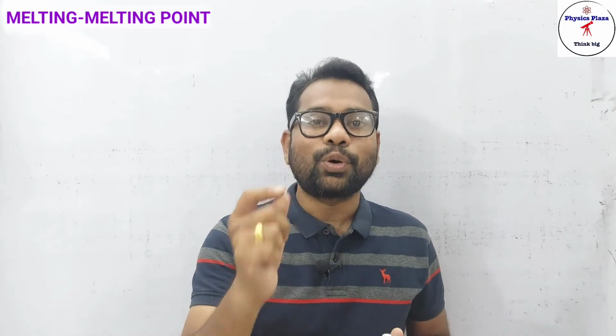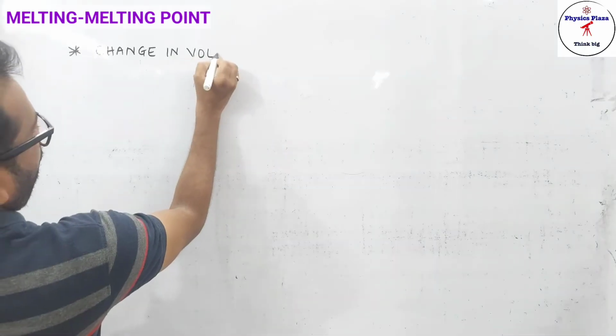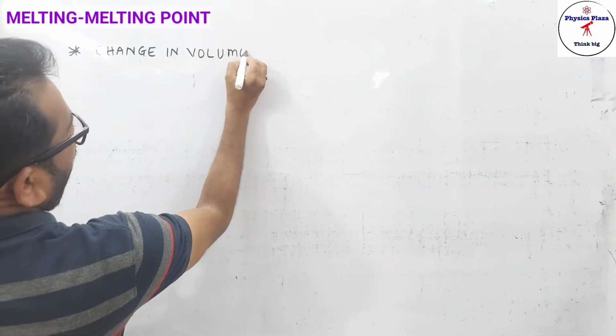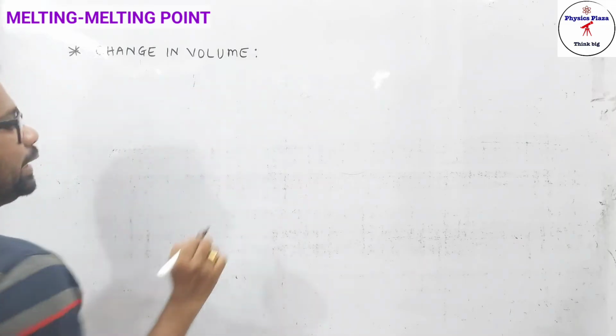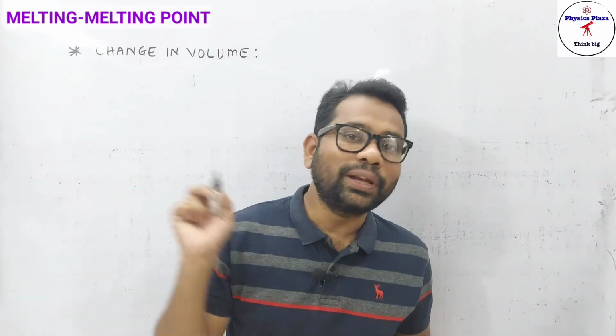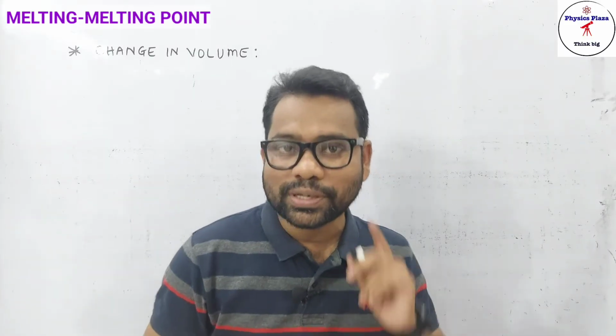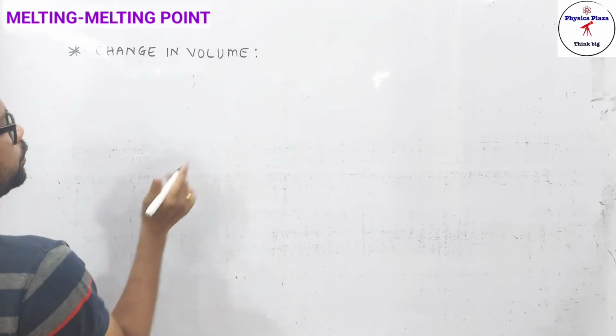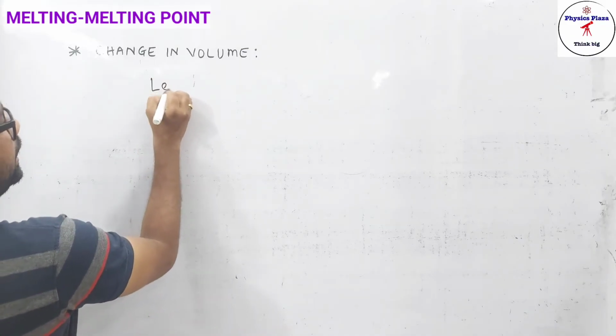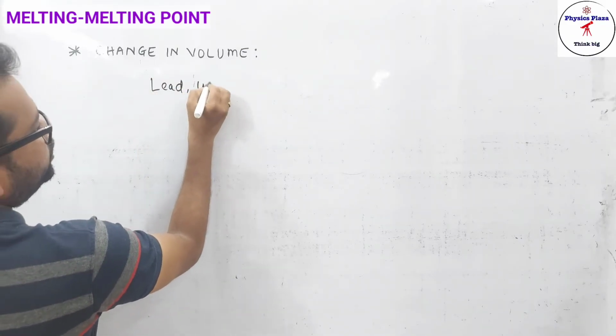The constant temperature at which a solid changes into a liquid is called the melting point. Now we will see how volume changes during melting, children. During melting means heating. But do you think that all substances will expand on heating? No, it is not possible, children. So look here, for suppose materials like lead and wax.